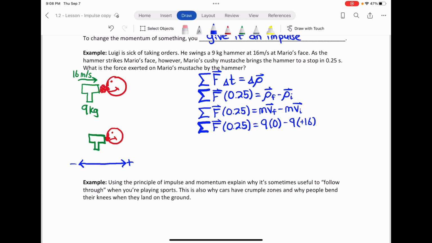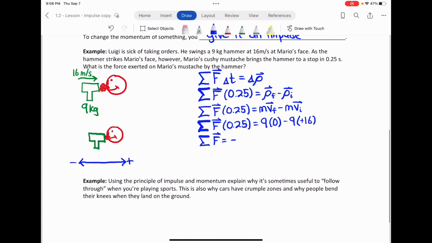Now, if I do this math here, and then I divide by 0.25 to give me sigma f all by itself, I get sigma f equals negative 576, or 576 newtons left.